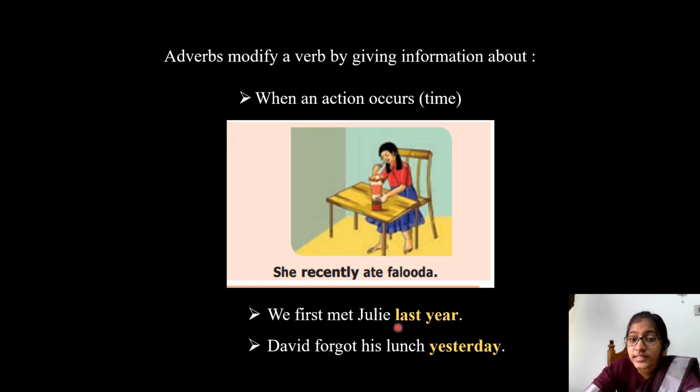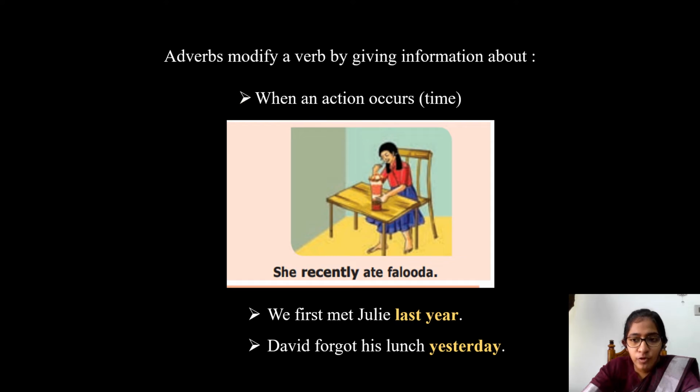So last year is the time here, right? So we got to know about when this action occurred. Another example, David forgot his lunch yesterday. When he forgot, that is yesterday. So we got to know when that particular action occurred. So that is the fourth point: adverbs modify a verb by giving information about when an action occurs, that is the time.